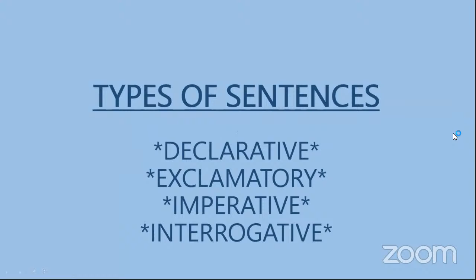If you remember, there are four types of sentences: declarative, exclamatory, imperative, and interrogative sentences. Out of these four, we have seen two: declarative and interrogative. Today we are going to study imperative sentences and exclamatory sentences. Last week we saw many examples of declarative and interrogative sentences, and today I'm going to test you on all four types. At the end of this session, you will be able to recognize all these four types of sentences. Next slide, please.